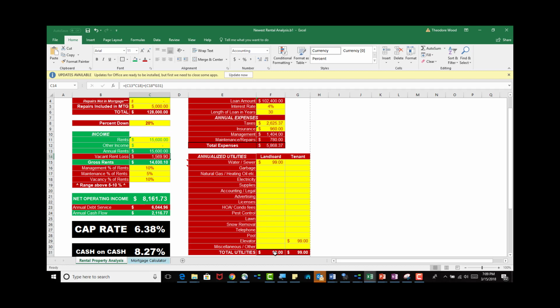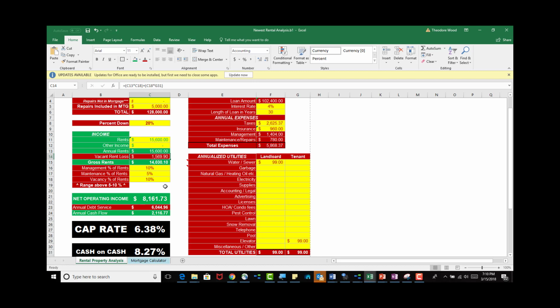Notice that this 10% figure is in here. All right, vacancy of rents. I'm vacant 10% of the time, so I'm only going to pay 10% of the annualized rents, or utilities, annualized utilities, because I'm only vacant that period of time. All right, and I'll explain this more in detail.